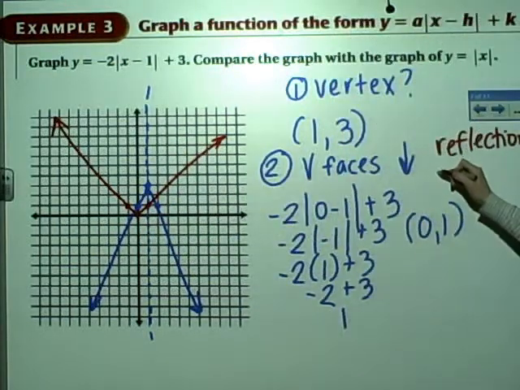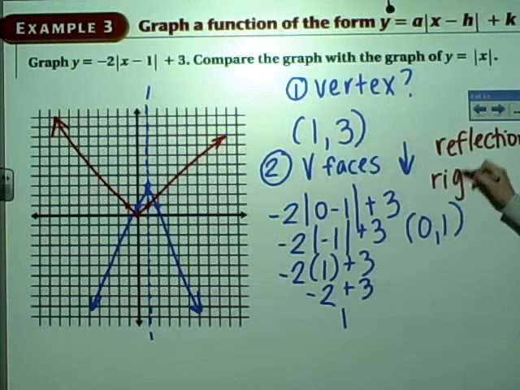So we moved to the right 1 spot, and we moved up 3 units.